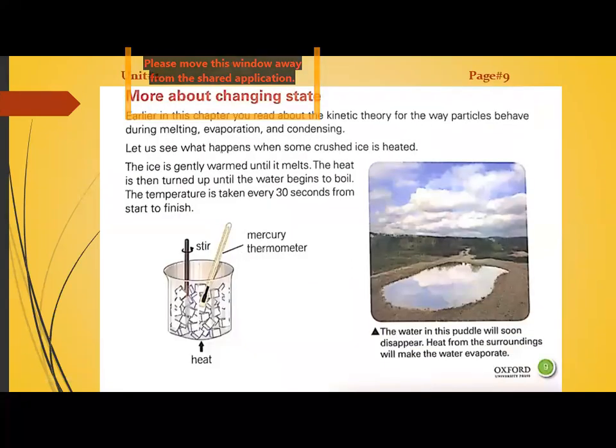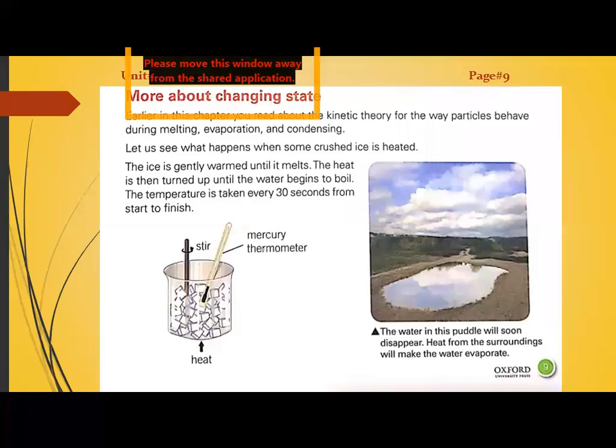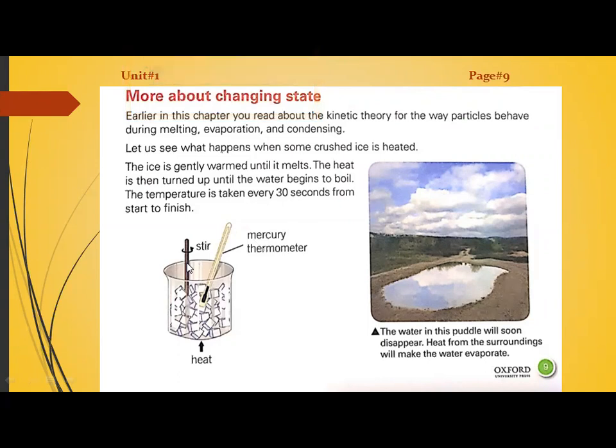Okay, and now let's move on to more about changing states. Earlier in this chapter you read about the kinetic theory of how particles behave during melting, evaporation, and condensing. Okay, so let us see what happens when some crushed ice is heated. This is a beaker, you can see here, and it has some crushed ice pieces. A thermometer is connected with it, and this is what is called a stirrer, because you can stir it to melt the ice quickly. Okay, so this is an experiment, and we should perform this experiment.